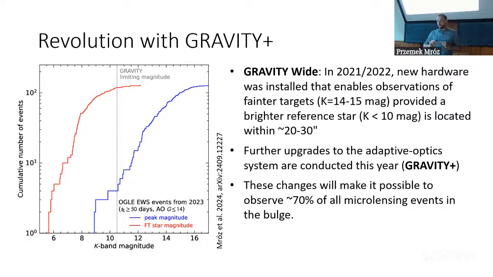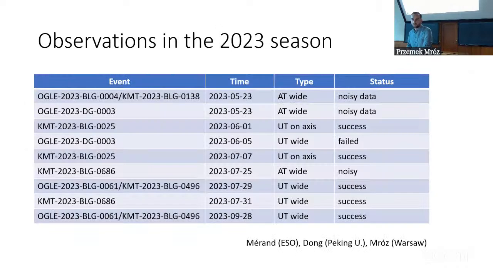There are further upgrades. Actually, this year, as we speak now, ESO is upgrading the adaptive optics system at GRAVITY, and that again will allow us to observe fainter microlensing events. And so I suspect that within the next years, we should be able to observe dozens of events every year.